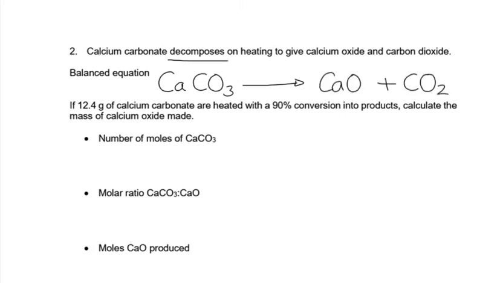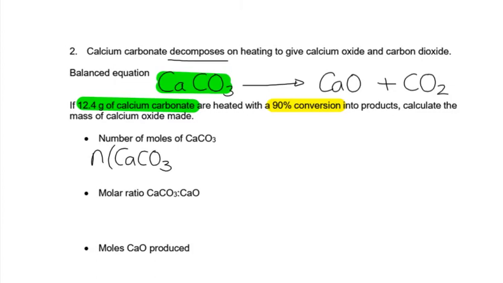That's what you should have got. And then if we look at our information, we've got 12.4 grams of calcium carbonate, and we're being told we're getting 90% yield, 90% conversion, and we're being asked to work out how much calcium oxide we've made. So how much calcium carbonate did we start with? Pause the video and add up the Mr. What's the Mr? You should have got 100.1.